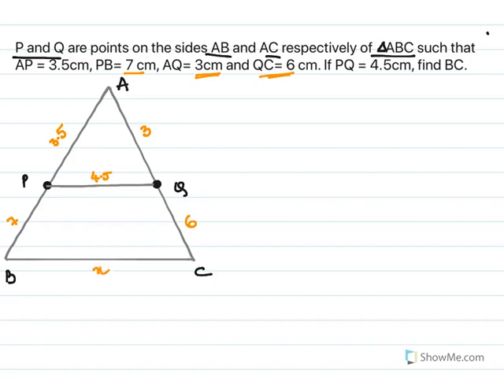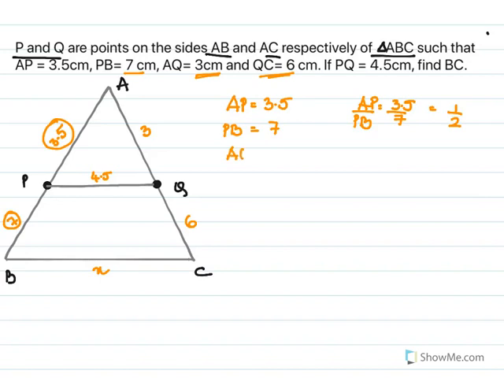So BC is X. In the first step, we notice here no parallel lines are given. So we need to prove PQ parallel to BC. It's not given to us. We need to prove it. How do we go about proving it? Look at AP. What is AP? Look up and see. AP is 3.5. Then what is PB? How much is PB? 7. So what is AP over PB? 3.5 over 7, which is 1 by 2.